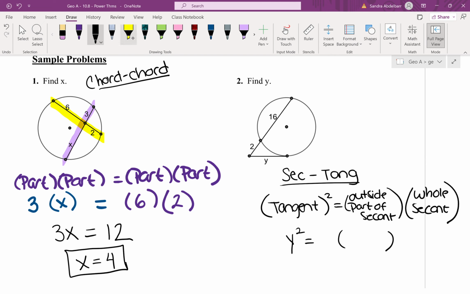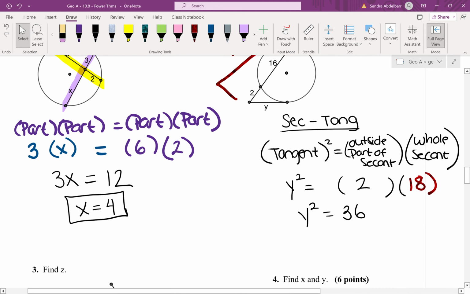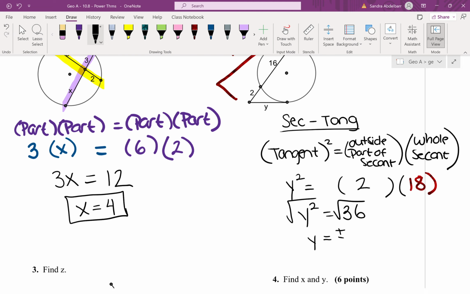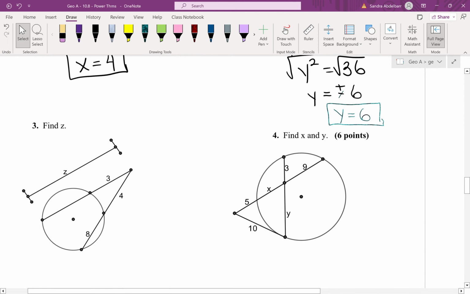So we're going to say y squared equals the outside part of our secant. Good. The outside part of our secant is 2. The whole secant is not 16. What is the whole secant? It is 18. So y squared equals 2 times 18. So now we're going to have y squared equals 36. To undo a square, don't we take the square root? All right, the square root of 36 is not really 6. It is plus minus 6. But could a segment length ever be negative? No, that's why we're rejecting the negative, and we're just going to have y equals 6. Can I go on to the next one?